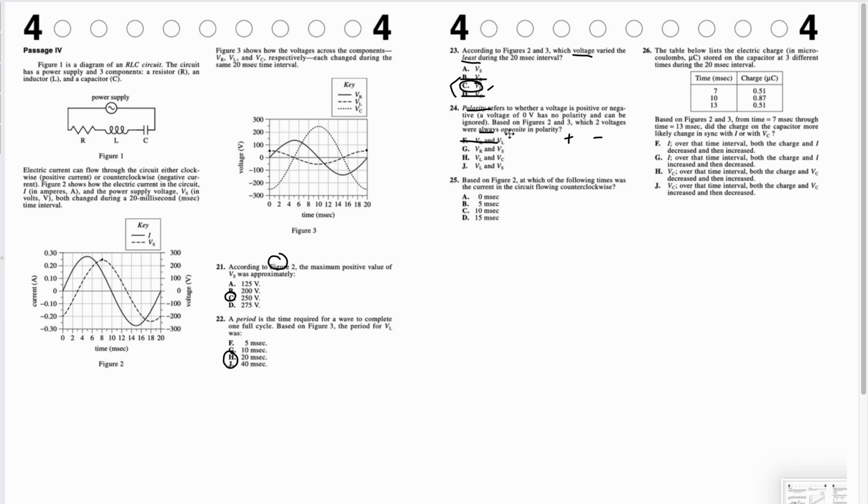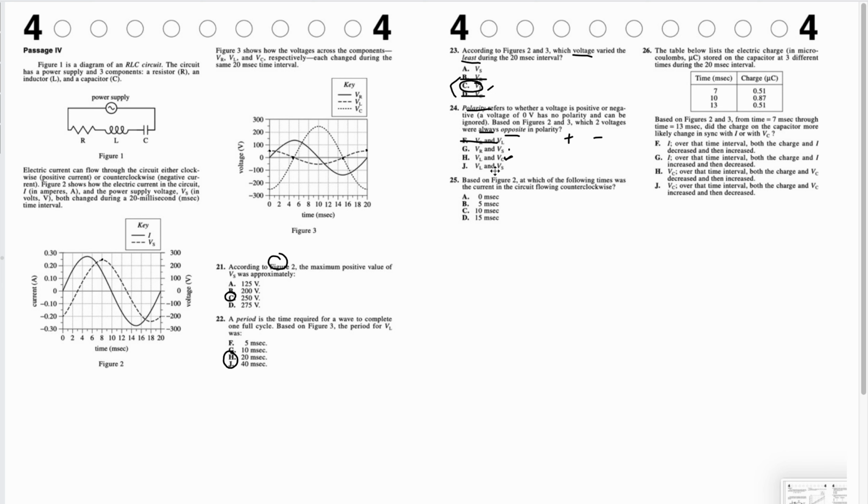VR and VS are in two different figures, so I'm going to skip that one for a moment. VL and VC is the dash and the dotted. At the beginning, the dotted is in the negative and the dash is in the positive. Then it comes to 0. Then the dash is in the negative and the dotted in the positive. Then it comes to 0. Then the dotted is in the negative and the dash in the positive. So those are actually always positive and negative. So H so far is good.